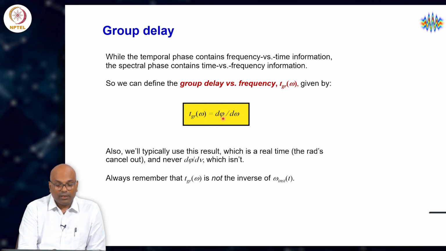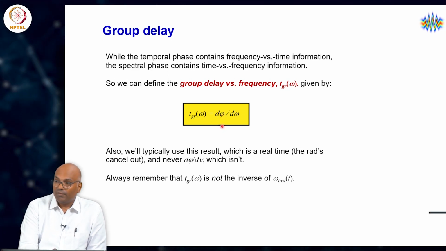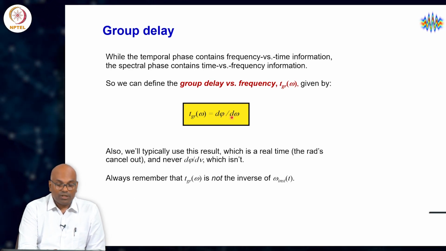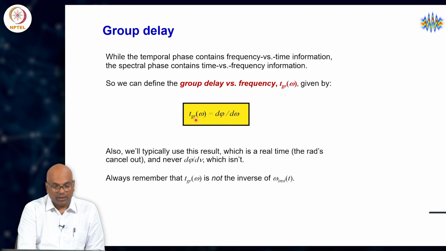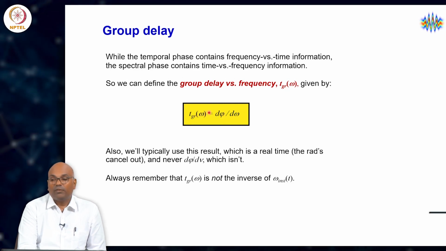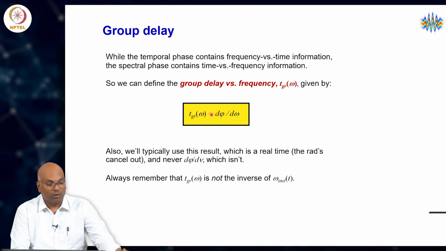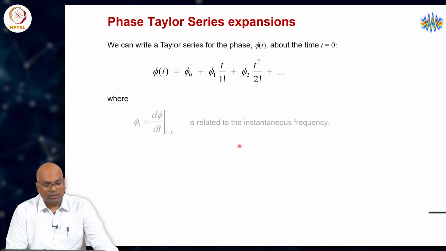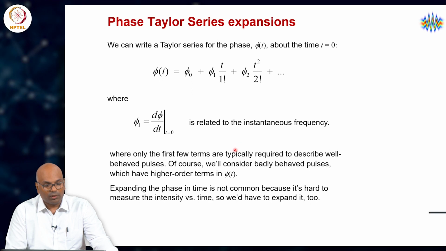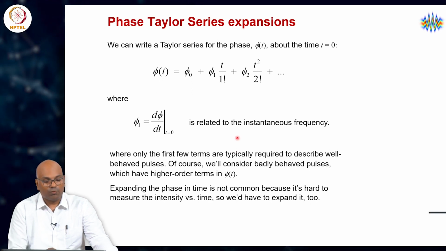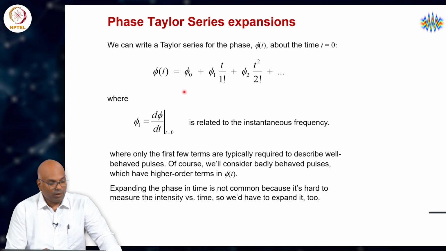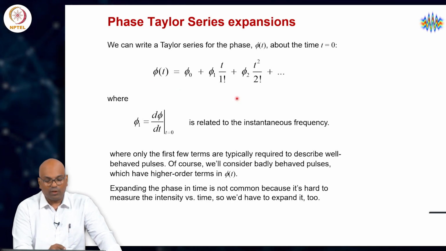Now, d phi by d omega, the same phase function, but in the spectral domain, when you measure its slope in the frequency domain, gives us a quantity which has units of time. This is what we call the group delay, and based on this we went about looking at two Taylor series, one in the time domain, where phi of t is a function which is required to describe a pulse, but it is yet to be measured.